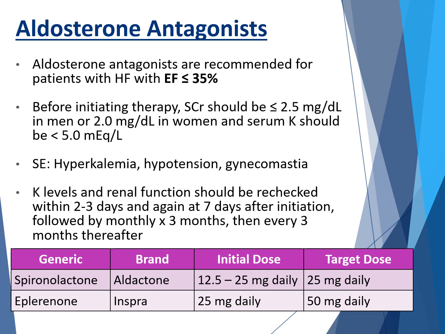So the first ones I'm going to talk about are the aldosterone antagonists, that being spironolactone and eplerenone. Now, these agents should only be selected in our patients that have an EF of less than 35%, whereas the agents that I covered prior to this were recommended in a patient that has an EF of less than 40%. So you can see that there's just a smidge of a difference there.